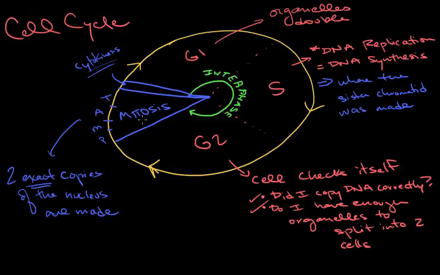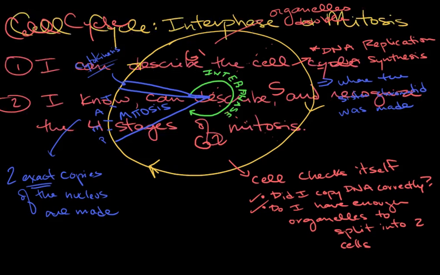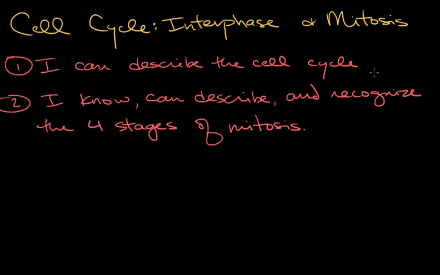Okay? If you have any questions, jot them down. We'll talk about them as soon as I see you again. Okay? Let's double check that we can do these things. You can describe the cell cycle. I hope you can. We've gone into actually quite a bit of detail on that. And that you can describe and recognize the 4 stages of mitosis.